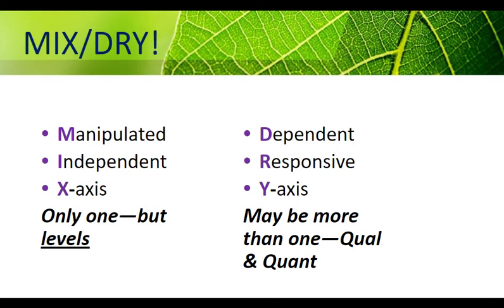Here's a little device that you can use to help remember the difference between independent and dependent variables. So mix and dry, the first letters in each of these statements stand for something. So M is for manipulate, I is for independent, and the X in mix means that this variable is going to go on the X-axis. And then for dependent variable or dry, D stands for dependent, R stands for responsive, the one that responds to the other variable. And this variable always goes on the Y-axis.